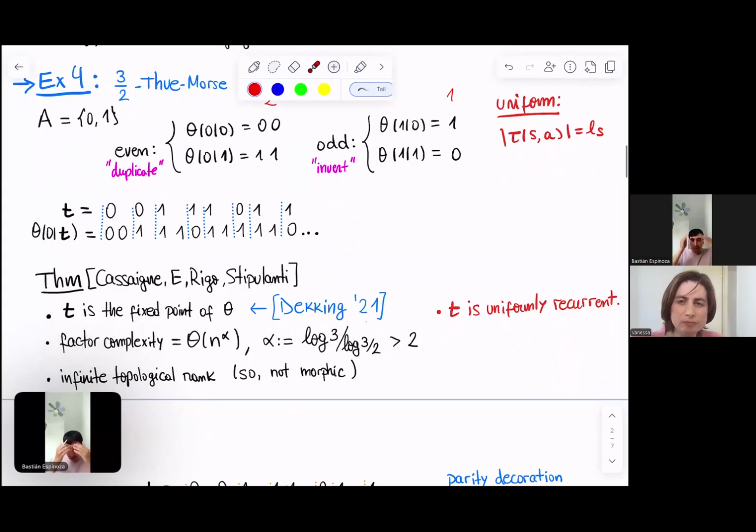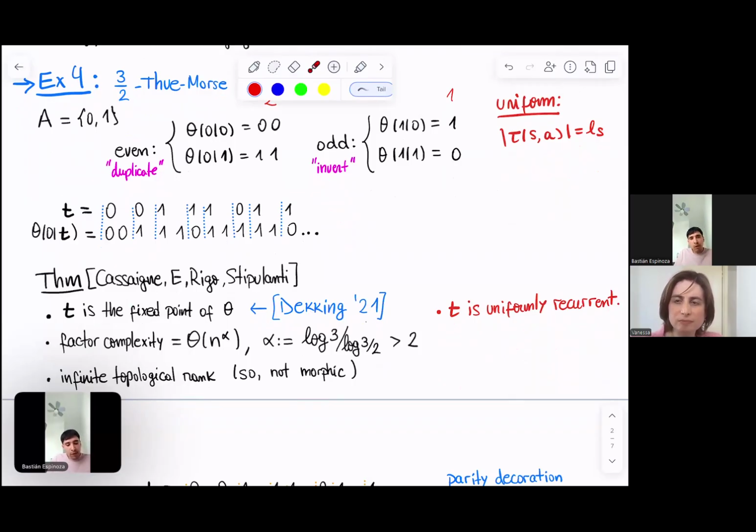Now, the first set of results that I want to present here is this one. So the first thing to prove is, of course, that we indeed have that the Thue-Morse word is the fixed point of this particular substitution theta. This is a small computation because most of the work was already done by Dekin in a previous paper. But of course, this is something that we need to check.